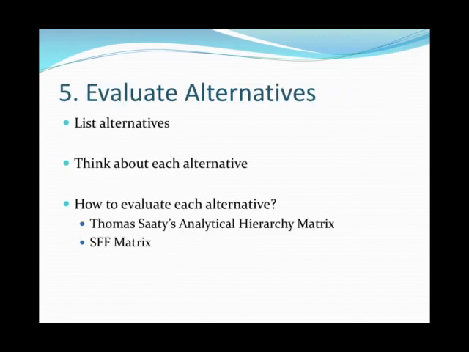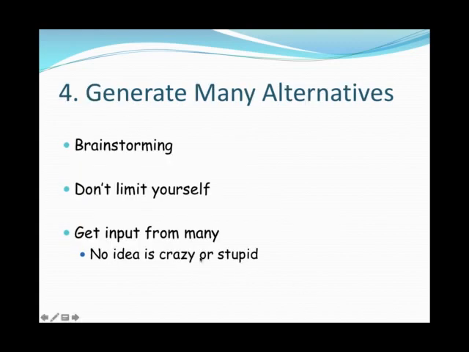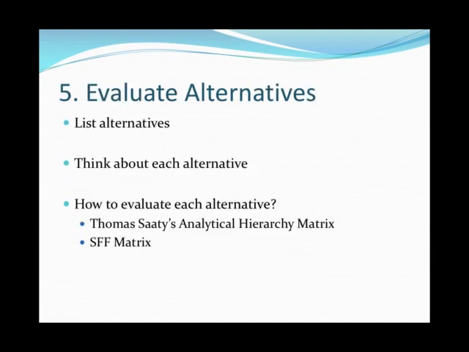So after that, you're going to evaluate the alternatives. That's why you don't have to worry about if an idea sounds crazy or stupid at this point, because after this, you're going to evaluate it. You're going to think about each alternative and say what's good about it, what's not good about it. List them all out. There are a lot of different methods on how to evaluate each alternative. We're going to talk about a couple of them here.